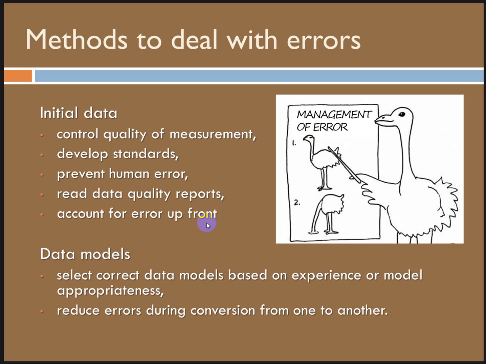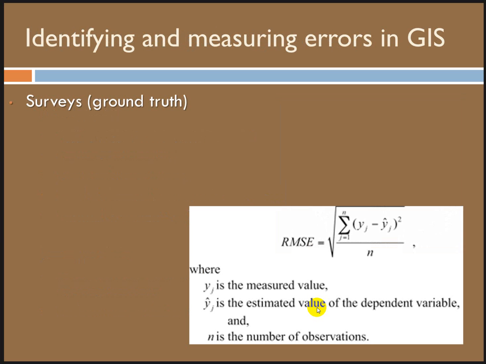Also with data models, you want to select the correct data model based on your experience with what's going on, or the model appropriateness, and try to reduce errors during conversion from one data model to the other or transforming between coordinate systems, for sure. All right, identifying and measuring errors in GIS.